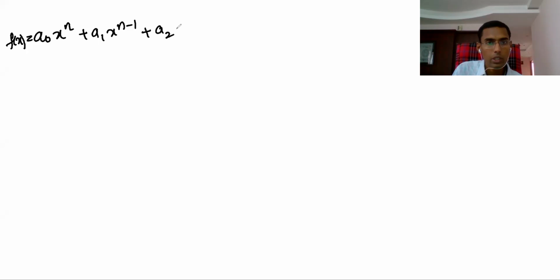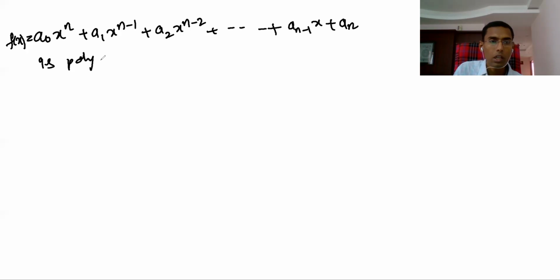Then what you should do is, first of all I will write this: f of x equal to a naught x power n plus a1 x power n minus 1 plus a2 x power n minus 2 plus up to a n minus 1 x plus a n. This is a polynomial, not an equation, just a polynomial. Let's say this is a reciprocal polynomial.